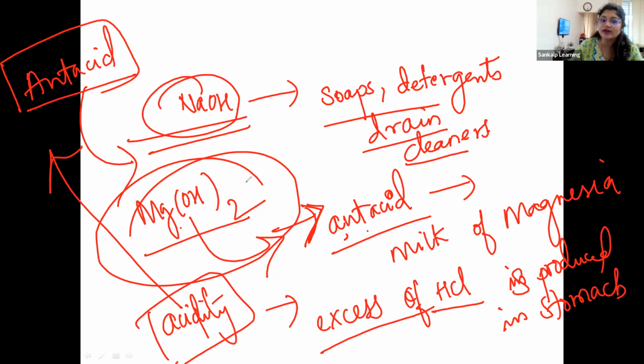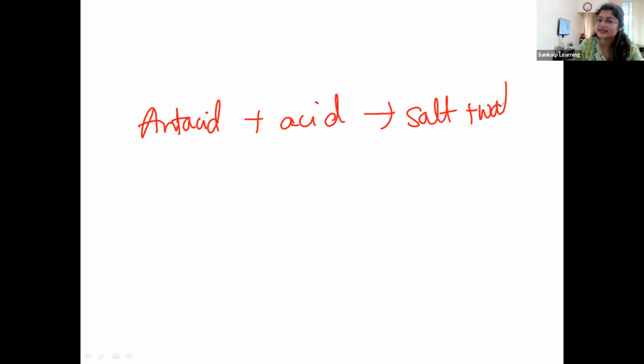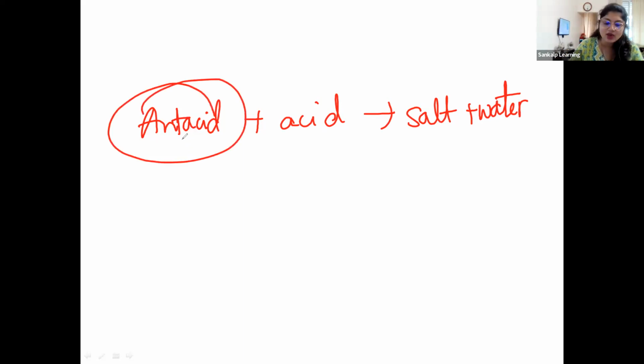So what will the antacid do? What will be the reaction? This antacid reacts with the acid, and it forms salt and water. So it suppresses your acidity levels when you take these antacid tablets.